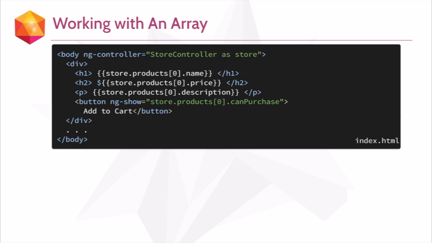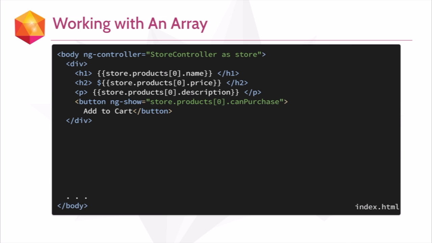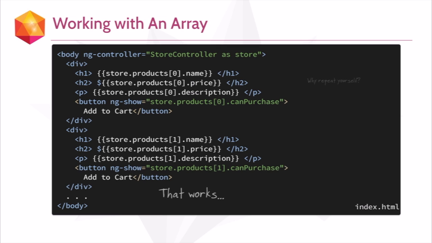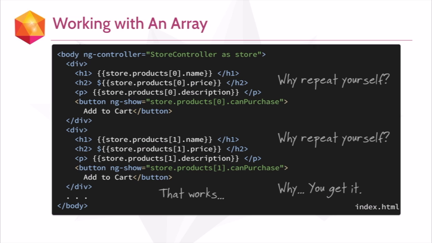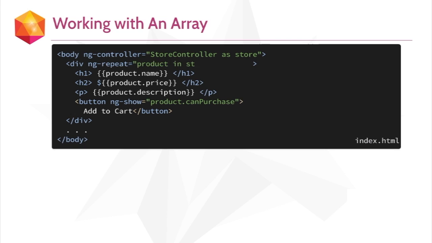So back in our index.html, we can print out each of these products to the screen by accessing their array index, as you see here. But this is not very dynamic, just listing out each of the products using their array indexes. So let's use a directive to iterate through each of the items in the array. To do this, we'll use the ngRepeat directive.